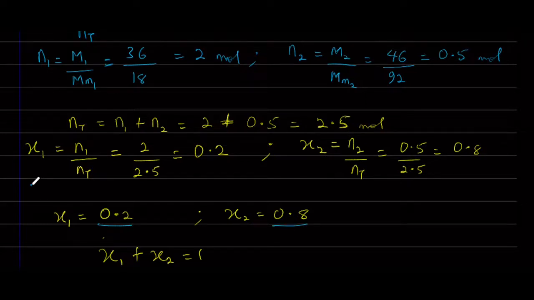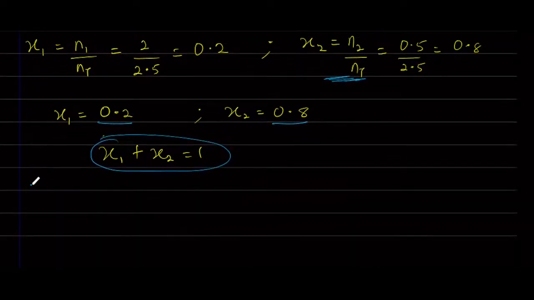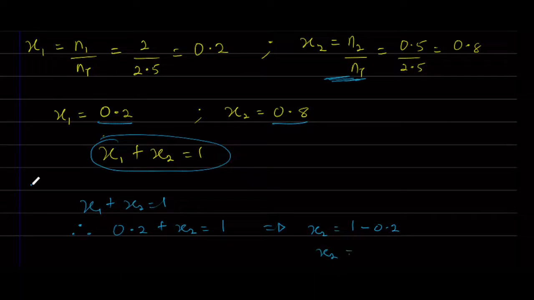With the help of this assumption that we are seeing on the screen, if we don't want to use this method to solve for the mole fraction of x2, since we have gotten x1, we can just simply use this assumption that says x1 plus x2 will give us 1. So since we already know the value for x1 as 0.2, x1 plus x2 equals 1, so x2 equals 1 minus 0.2, and x2 will also give us 0.8.